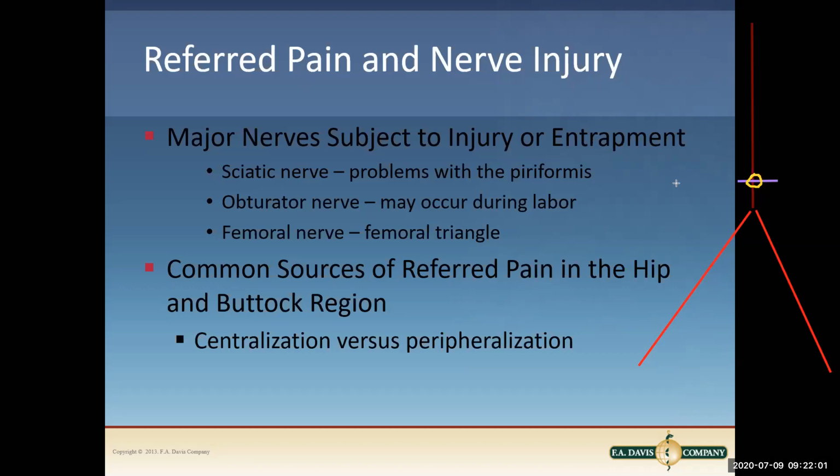Until we get that pain to centralize, we're not going to fully treat it. And the patients get really frustrated with this, because they want their pain to completely go away. We don't want it to go away. We want it to move where it's supposed to be. We want it up here at L2. And a lot of times, as it moves back to where it's going to get worse.